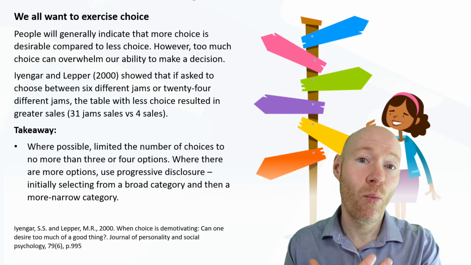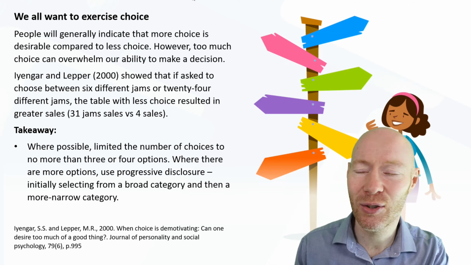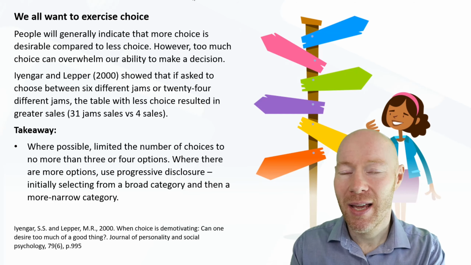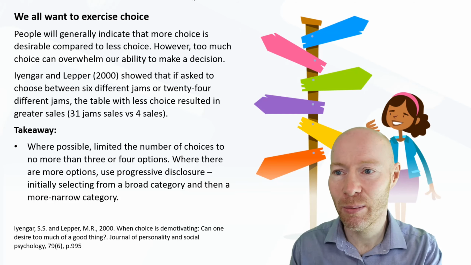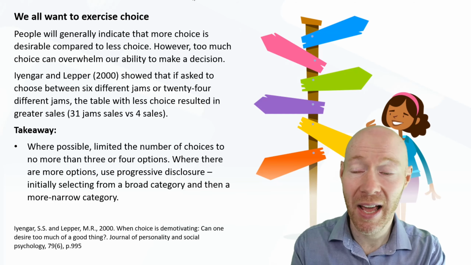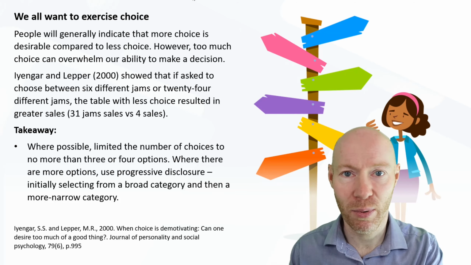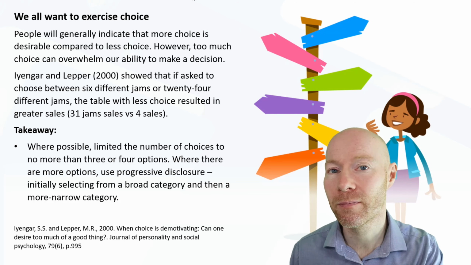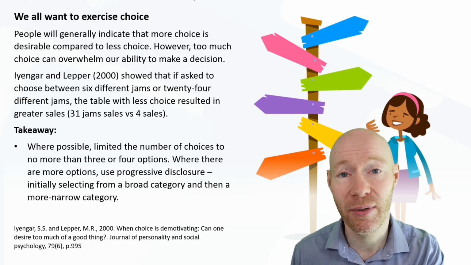In terms of us wanting to exercise choice, there's a couple of interesting studies that have been done. One by Iyengar and Lepper in 2000. They set up an experiment where they had a store with a table of jam, and there was one table that had 6 different flavors of jam. Users would go up to it, look through the different flavors and pick whatever they want. And another table had 24 different flavors of jam.